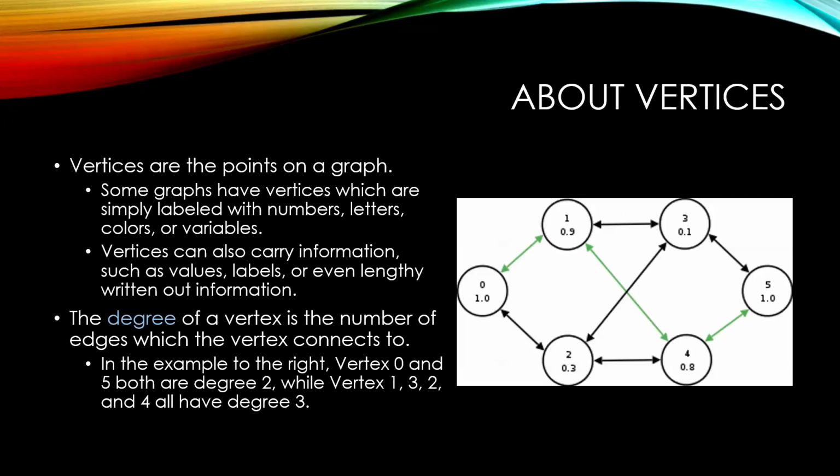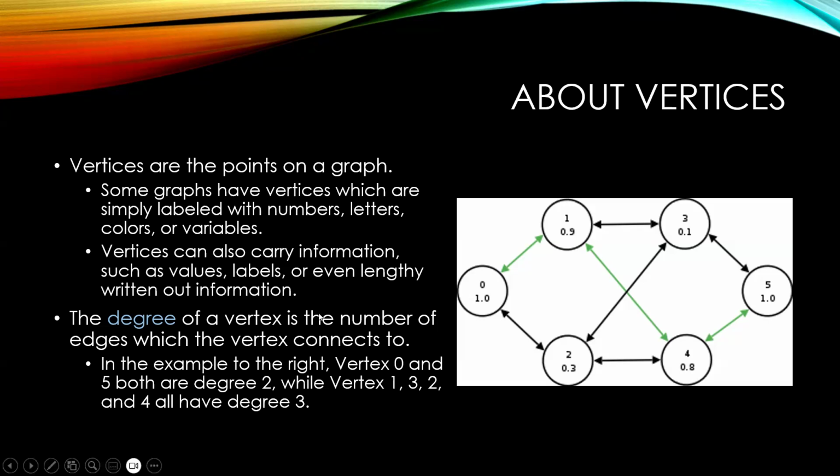About vertices. Vertices are the points on the graph. And so some graphs have vertices which are simply labeled with a number, a letter, or colors or variables. But they can also carry information such as values, labels, or even lengthy written out information. Whenever we are thinking about a cluster diagram where we are trying to get together information about a number of different individuals or events, we are usually saying that these nodes, these vertices, are carrying with them different information.